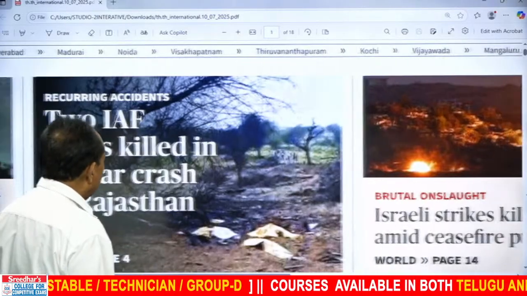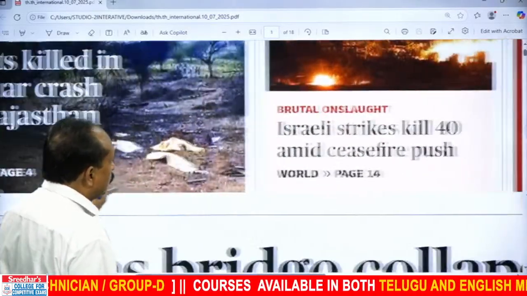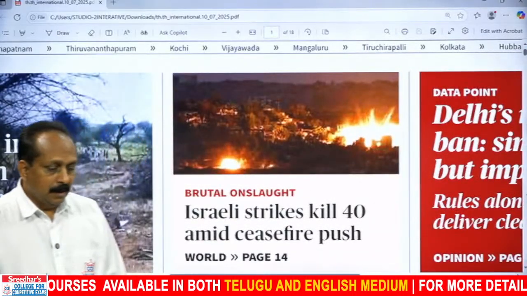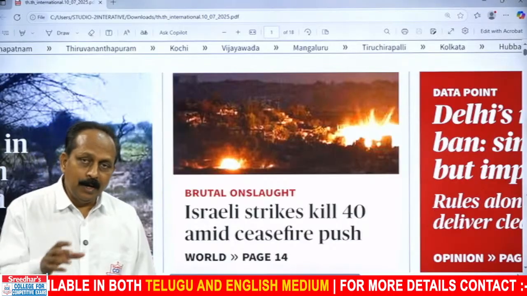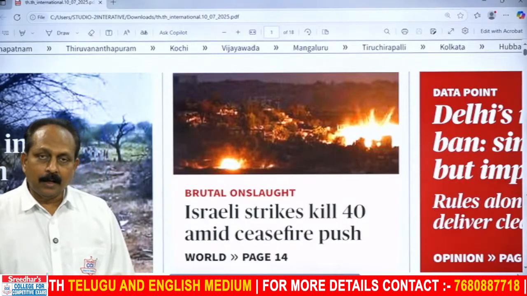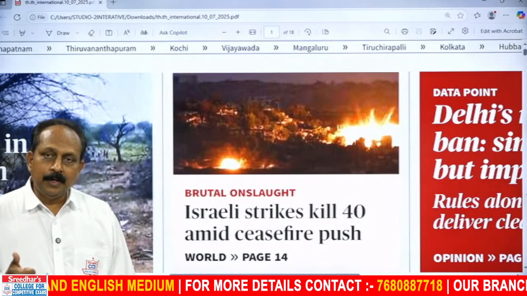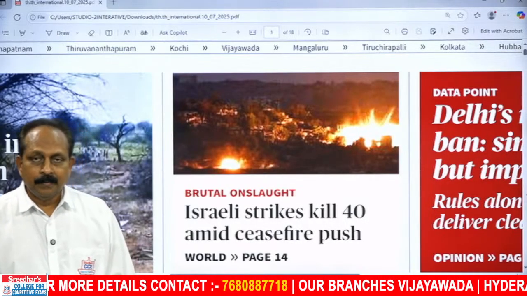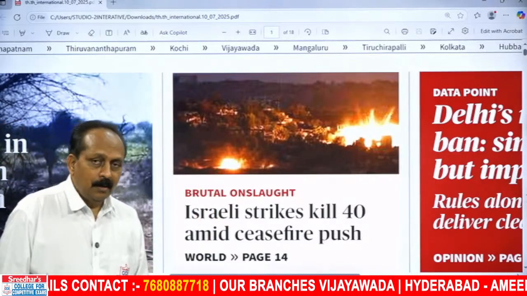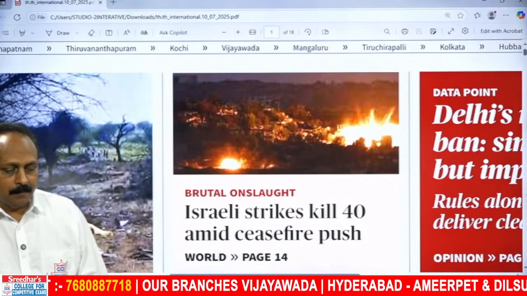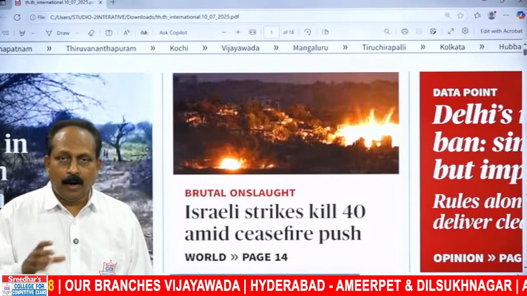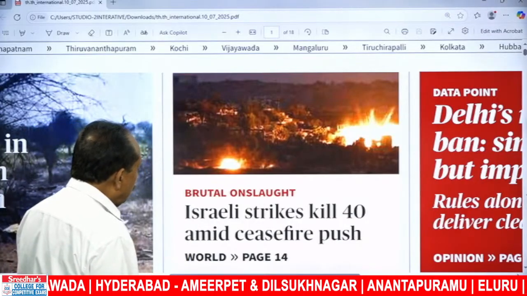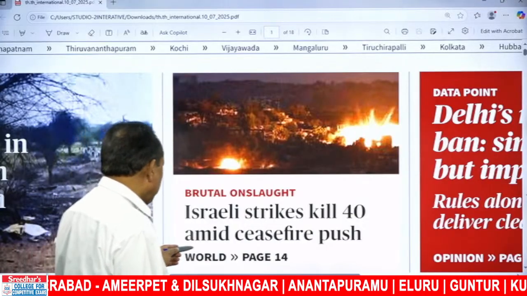Coming to the next one, brutal onslaught. This goes with the Israeli attack on the Gaza area. Brutal means very cruel. What are the other words you have to recollect? Brutal, savage, barbaric, cruel, uncivilized. And onslaught means continuous attack. For that, you can also think of the word bombarding. Israeli strike kills 40 amid ceasefire push.